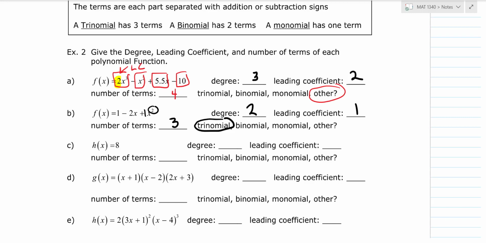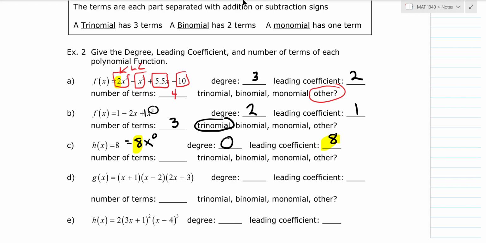Okay, how about the next one? What do you think the degree is? It's not 1. Who said 0? I think I heard 2 people say 0. Okay, 0 is correct. Here's why. Remember I said a few minutes ago, you can think of this as 8x to the 0. A number is really 8x to the 0. The leading coefficient then would be 8. Okay, so that's what you get there.